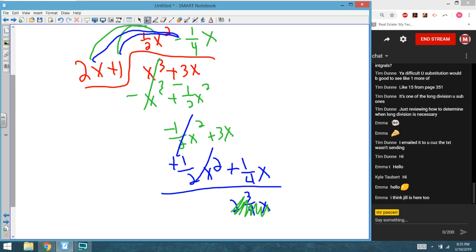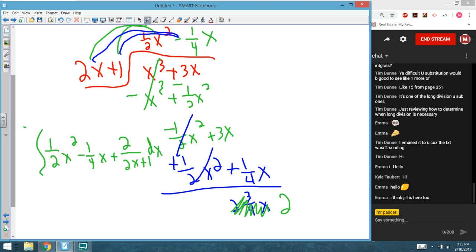Instead of this coming out to all this, let's just say it came out to 2, okay? So what would you have? Well, once you long divided, you'd have 1/2 x squared minus 1/4 x, I'm looking at the top there, plus 2. Remainder is the 2, and then 2x plus 1 is the divisor. So this is now the integral you need to solve.